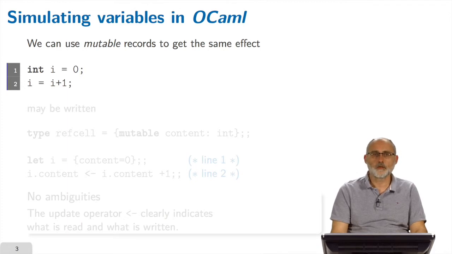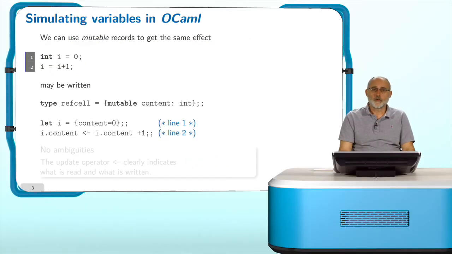So again, let's consider this program, an integer variable I initialized to 0, and then later on somebody decided to increment this value by adding 1 to it. Well, this can be written in OCaml by defining a record type, we will call it ref cell, that has just one field, which is called contents of type integer, and we define this field as mutable.